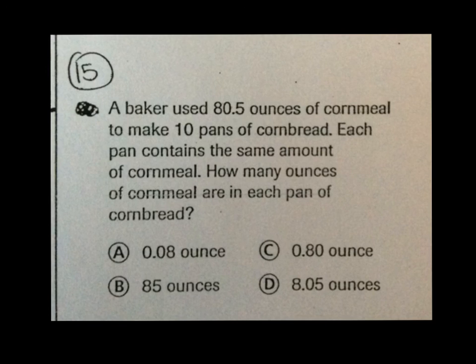Number 15. A baker used 80 and 5/10 ounces of cornmeal to make 10 pans of cornbread. Each pan contains the same amount of cornmeal. How many ounces of cornmeal are in each pan of cornbread? A, 8/100 of an ounce, B, 85 ounces, C, 80/100 of an ounce, or D, 8 5/100 of an ounce.